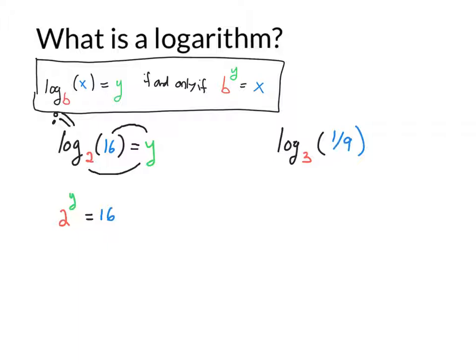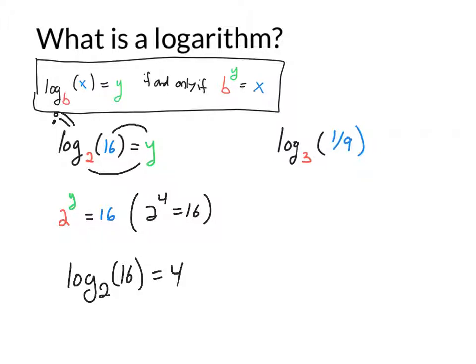So if we think about this, 2 to the fourth is equal to 16. And so log base 2 of 16 is equal to 4, because 2 to the fourth is 16. The exponent that I have to put on 2 to get back to 16 is 4.